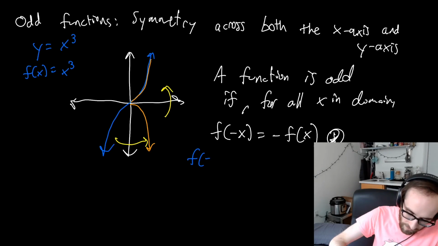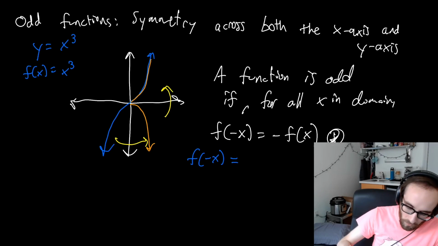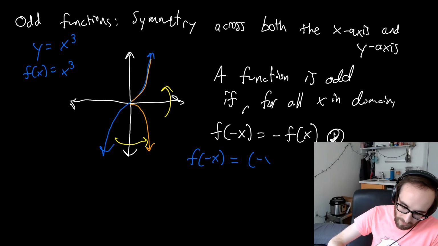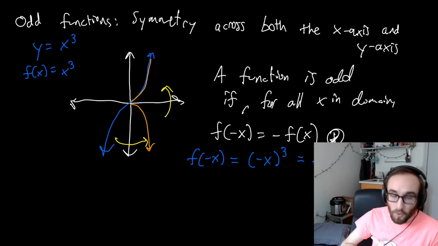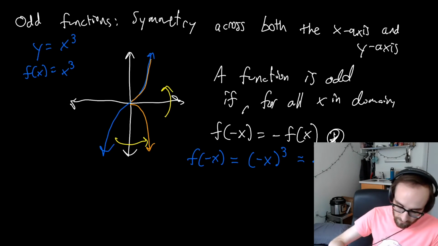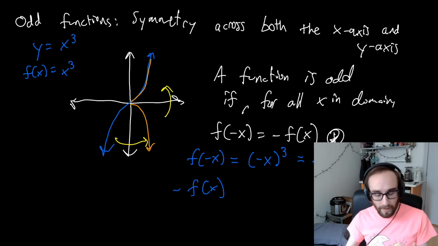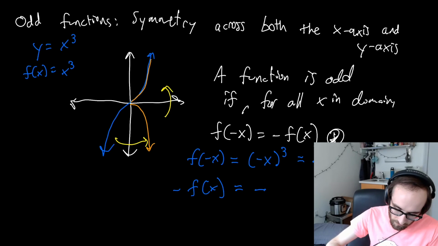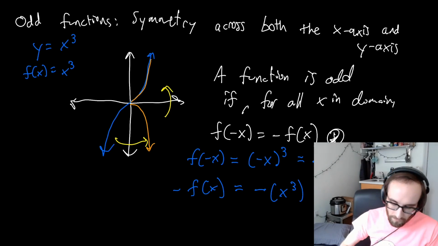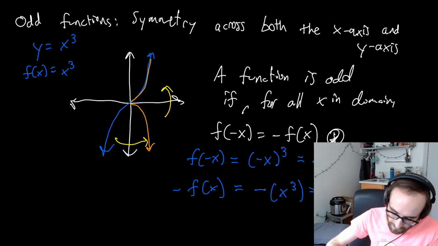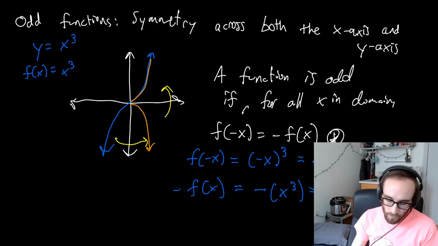So f of negative x, well, f of x is x cubed, so if we plug in negative x, we have negative x cubed. Negative x cubed is going to give us negative x cubed, so because we're cubing, we still have a negative value. If we take f of x and make it negative, then we end up with negative f of x, which is just negative x cubed. So we end up with that same value, negative x cubed.